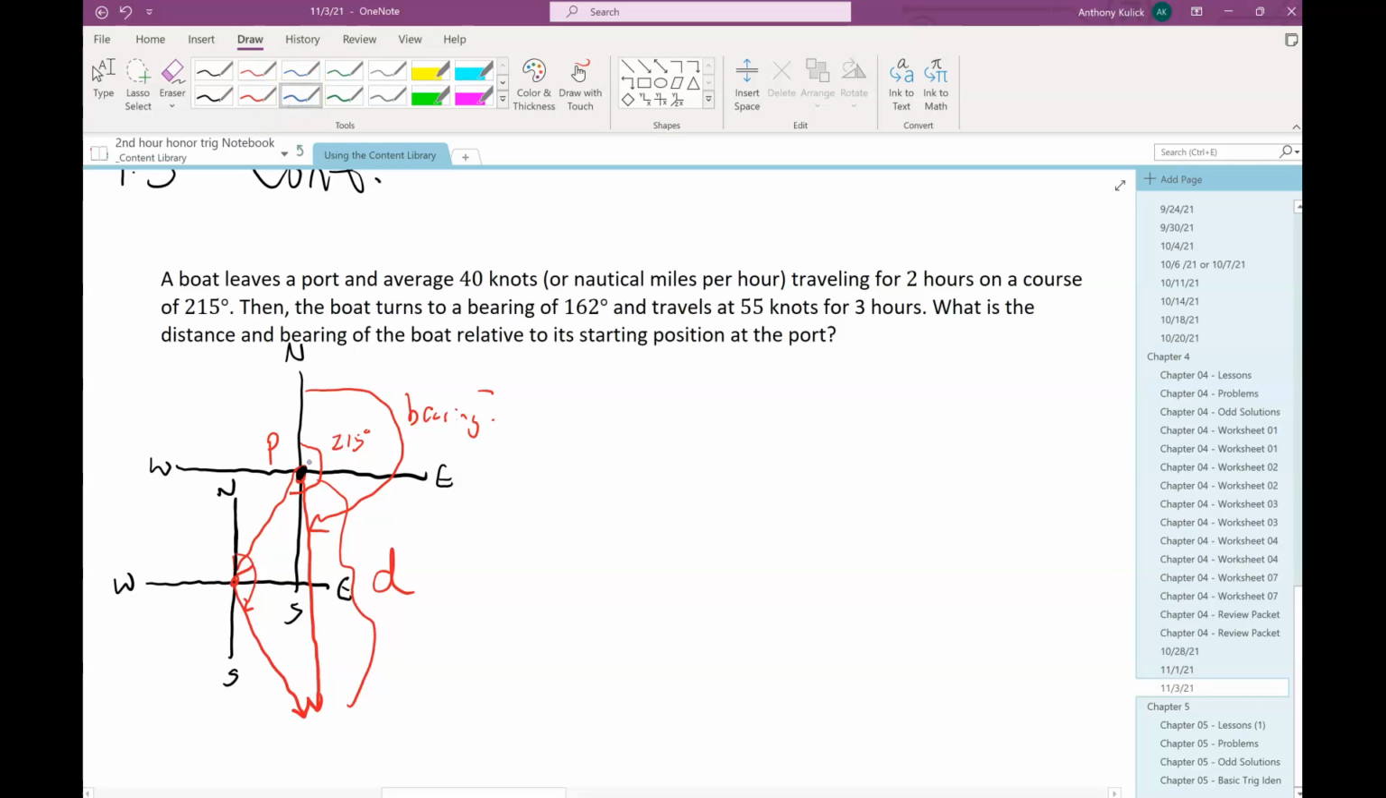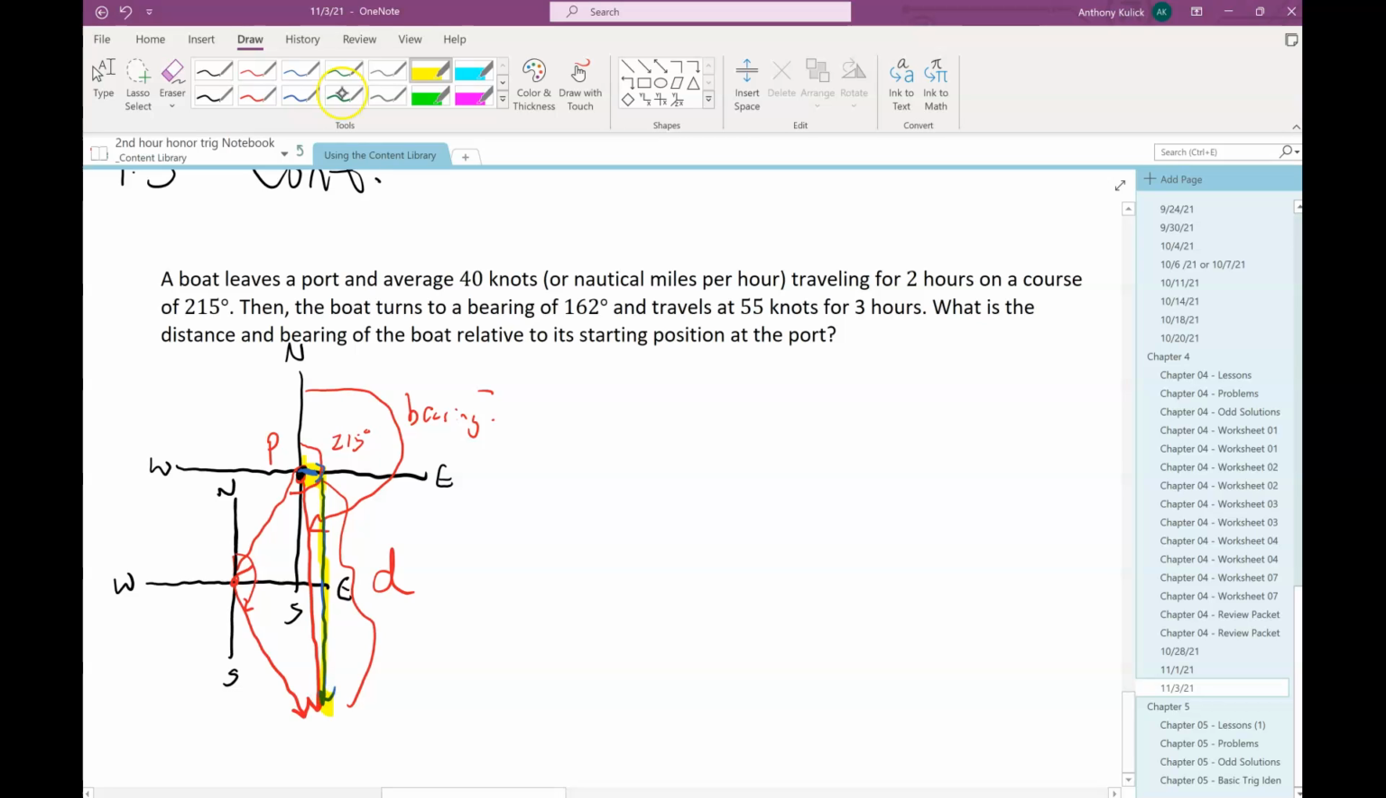So the idea here is I want to break this down into a horizontal component and a vertical component. Everybody's okay with that notion? The reason is, if I do that, I can use the Pythagorean theorem to find the length, and I can use trigonometry to calculate the bearing out of that, similar to what we've been doing. The question is going to be like, how do I do that?